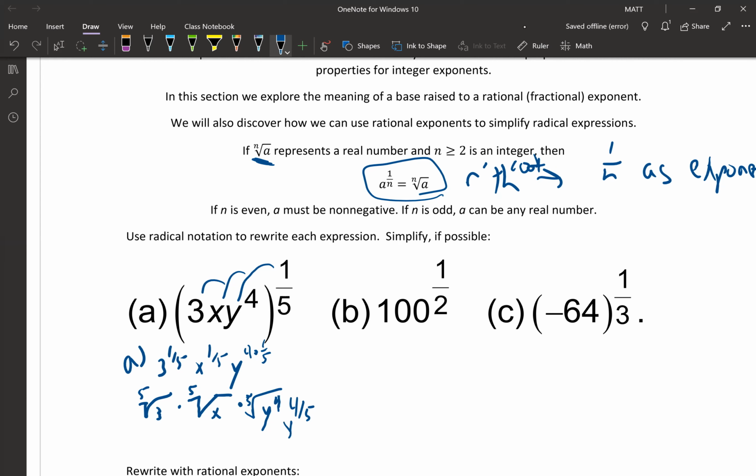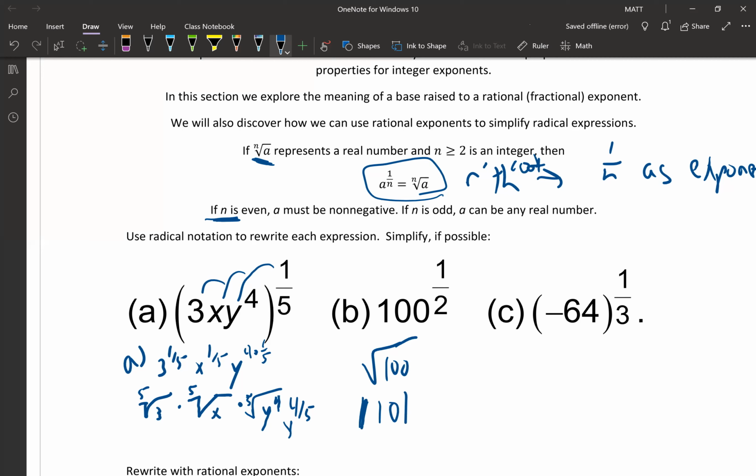Okay. B says we have 100 to the 1/2 power. So since it's to the 1/2 power, that's just the square root. So we have the square root of 100. And since n is even here, it has to be non-negative. So we have to have the absolute value, which is 10. We need the absolute value.